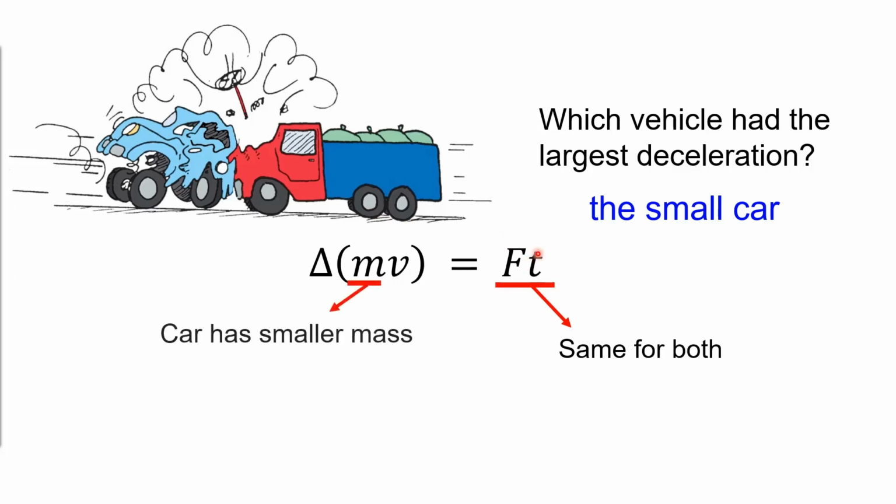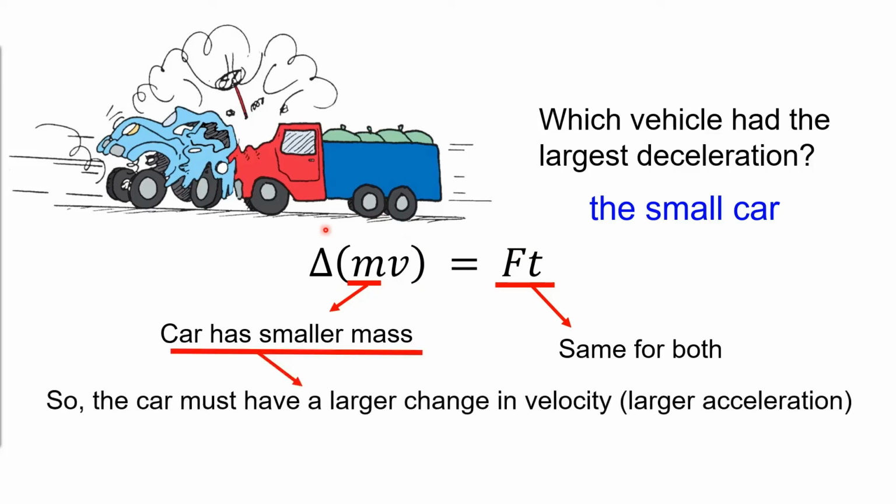In the case of the small car, it has a smaller mass. So that means that to get the same total quantity, the car must have a larger change in velocity. Notice this is change in velocity, not velocity itself. A change in velocity is just what we call an acceleration. So a larger change in velocity is just a larger acceleration. For this problem, I called it a deceleration just because that's what people commonly say. But remember, acceleration is any change in speed, so that includes slowing down.